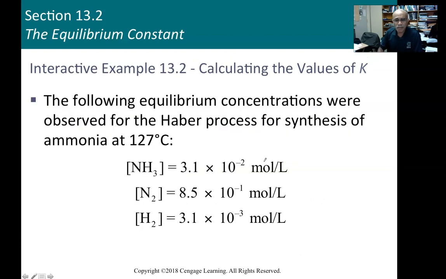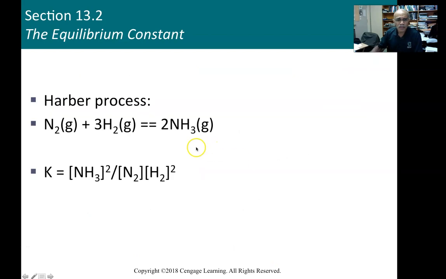If you look back at this equation here, let me draw this again. If you look back at this equation here, you will see that this is written in the forward direction. So this is in the forward direction, and that is the equilibrium constant for the forward direction.